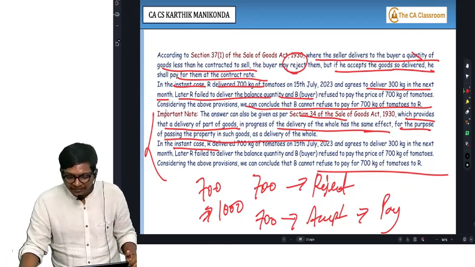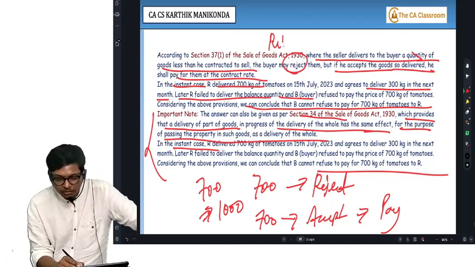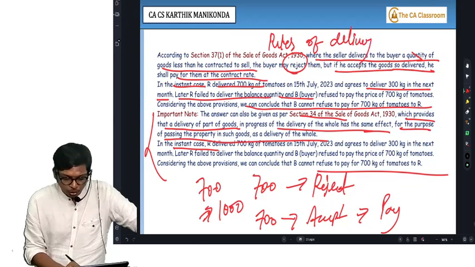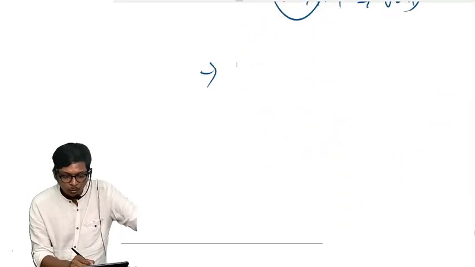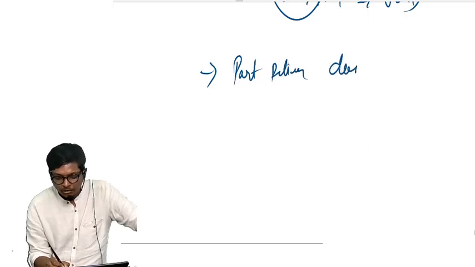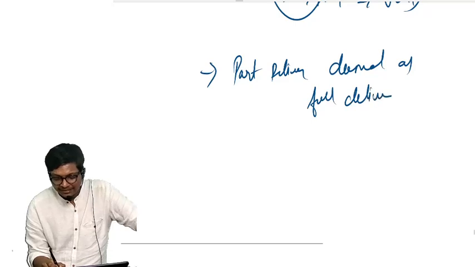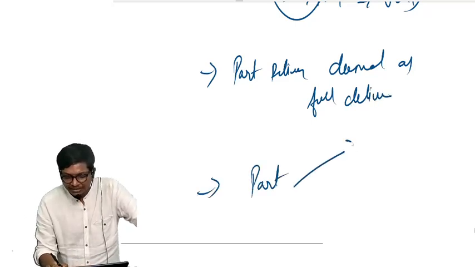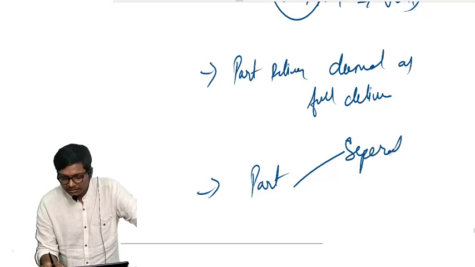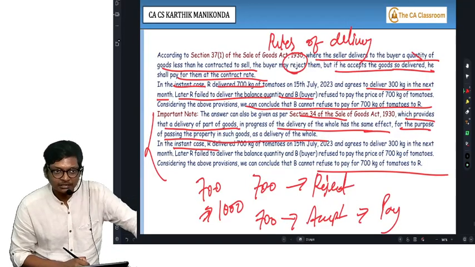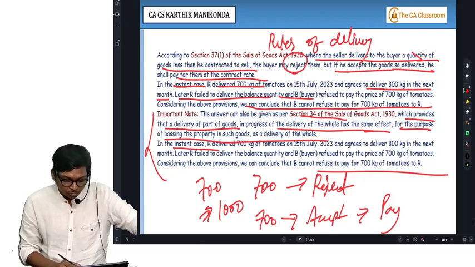Both are basically rules of delivery. Two concepts are being tested here. One is part delivery deemed as full delivery, which you can apply. Or if there is part delivery, you treat this part separately and wait for the rest. Are you following, guys? So two separate concepts in rules for delivery.